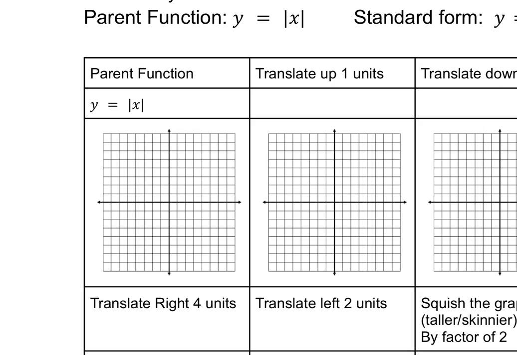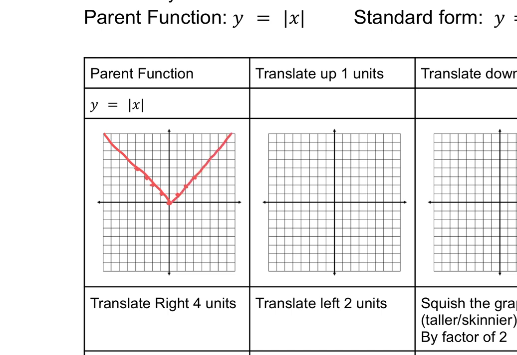And basically the parent function, I'm going to do it in red, is going to be at 0, 0, and then we're going out each side, it has a slope of 1 over 1. So we're going to go up 1 over 1, up 1 over 1, back 1, up 1, back 1, up 1, and so on. And our parent function is going to look like that, okay?